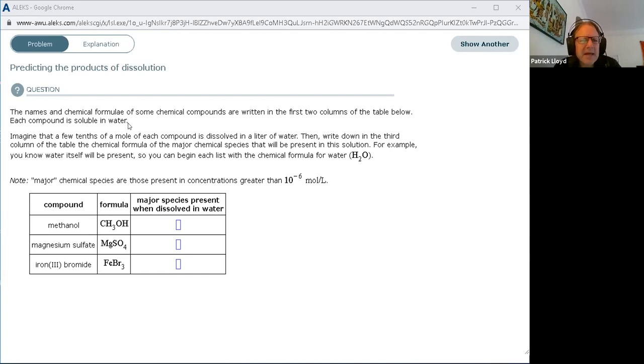Now, it says major chemical species are those present in concentrations greater than 10 to the minus 6 moles per liter. What that means is there's some. It's not so little that it's a trace contamination. So anything that you think dissolves, write that down, okay? I think in general, even though it doesn't say there, you want to separate them with commas. I think if you separate them with commas, the formatting turns out well.